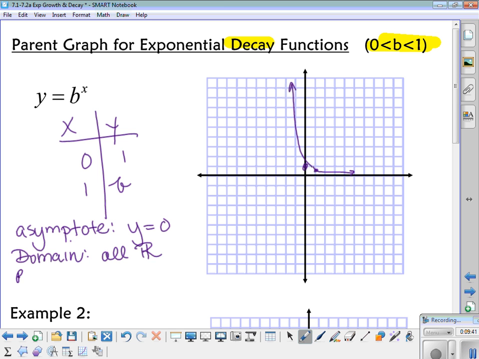What do you guys think about the range? It's still greater than 0, yeah. Y is greater than 0, because it's above the x-axis, right? Y is always going to be positive in this case. And it's never going to quite get to 0. It's just going to be approaching 0 as we go towards negative infinity.